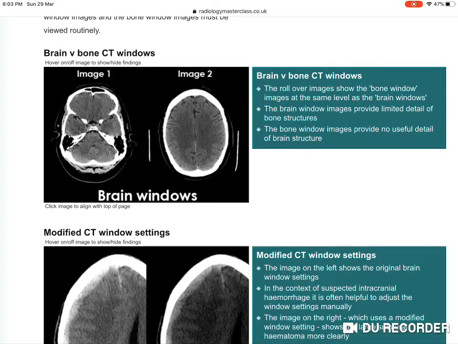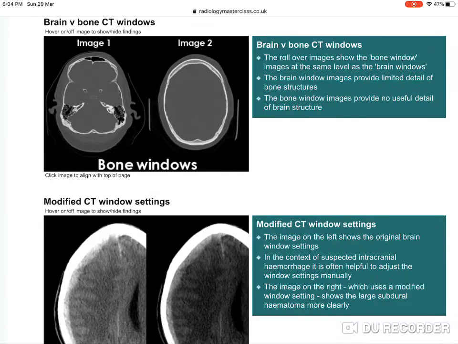Now, brain versus bone CT windows. The rollover images show the bone window images at the same level as the brain windows. The brain window images provide limited detail of bone structure. The bone window images provide no useful detail of brain structures.